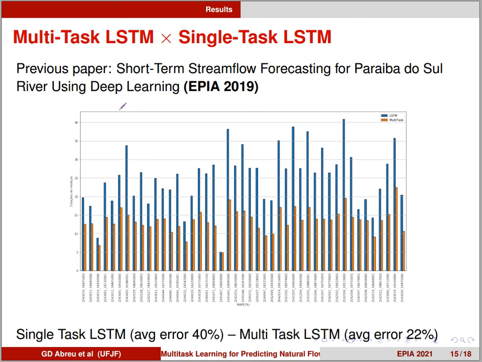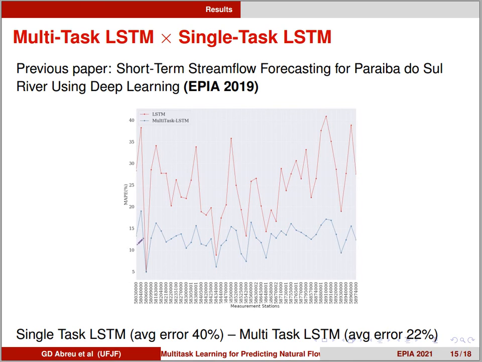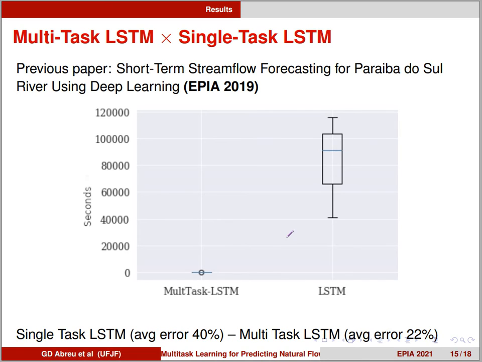Here we have some results. We compare the results of this study with the previous paper published in EPIA 2019. The previous results are shown in blue here, and the results of this paper are shown in orange. The single task LSTM produced an average error of 40%, and the multitask LSTM an average error of 22%. Here the same results, but using a line plot. We show in blue the results for multitask LSTM.